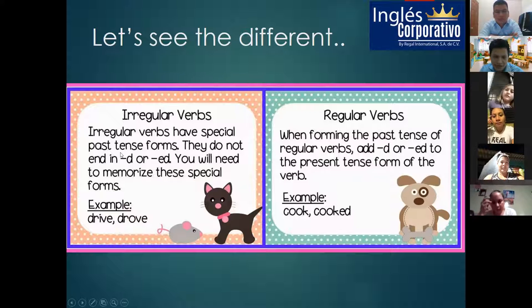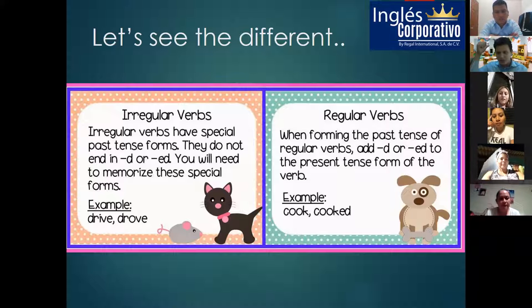What happened here? Basically, this verb not, D or ED. No termina con D o ED, sino que su escritura. What happened? Diferentes. Muy bien. Drive, drove. Incluso la pronunciación, right? Drive, drove. Drive, manejar, drove. I drove my car yesterday. Manejé mi carro. Yeah, very good, nice. Thank you.